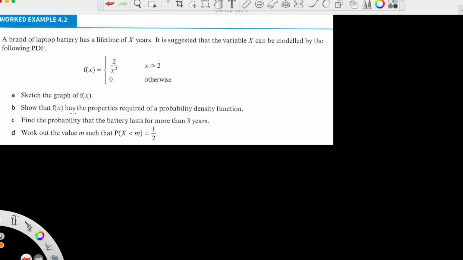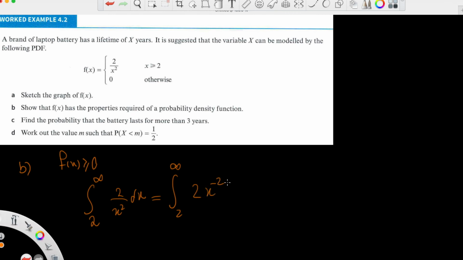For the second part, it says show that f of x has the properties required of a probability density function. You clearly see that all the values f of x takes in this interval are greater or equal to 0. The 2 over x squared will always give you non-negative numbers. The second property to be checked is the integral from negative infinity to positive infinity, but this function is defined for numbers greater or equal to 2. So for the integration from 2 to infinity of 2 over x squared dx, we should check whether it is 1 or not. So I write 2 to the power of 2, x to the power of negative 2 dx.